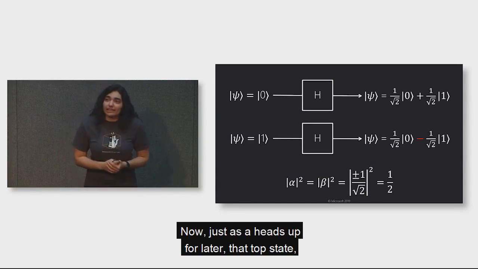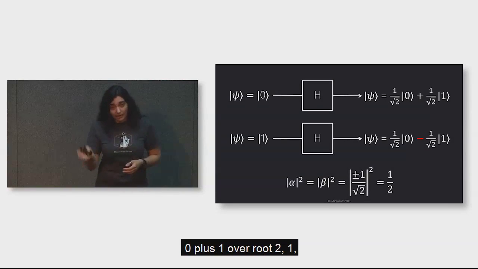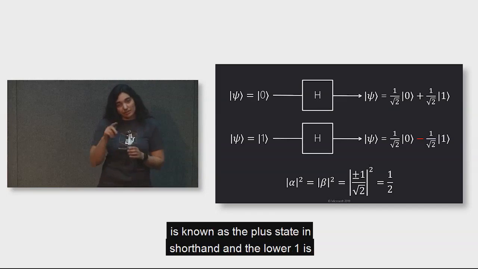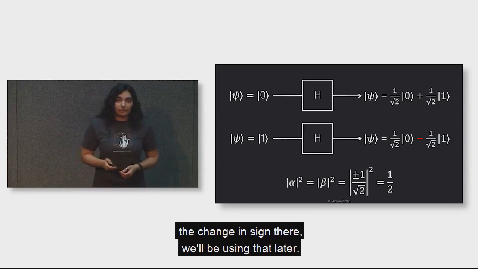Now, just as a heads up for later, that top state, the 1 over root 2 0 plus 1 over root 2 1, is known as the plus state in shorthand, and the lower one is known as the minus state, just to represent the change in sign there. We'll be using that later.